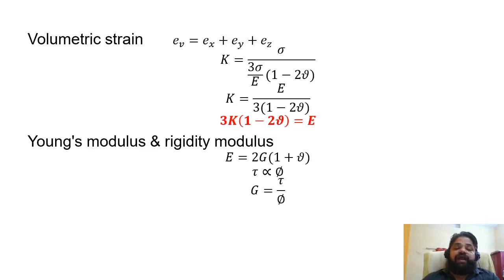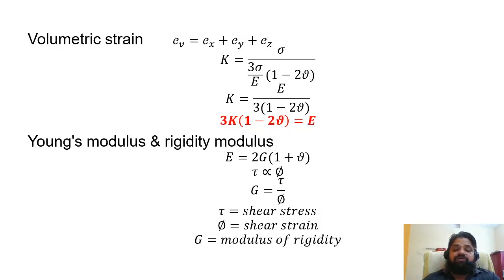Based on that, we can write the proportionality constant. In the case of normal stress we write the proportionality constant E is equal to sigma by epsilon. Here the proportionality constant is G is equal to tau by phi. Now tau is the shear stress, and phi is the shear strain, and G is the modulus of rigidity. Now the same thing has been extended here. Now phi by 2 is equal to tau by 2G.